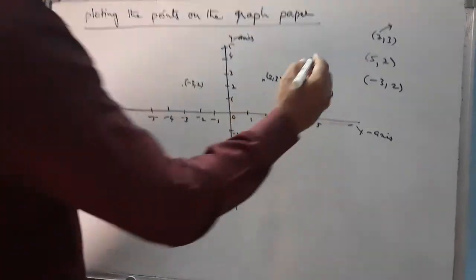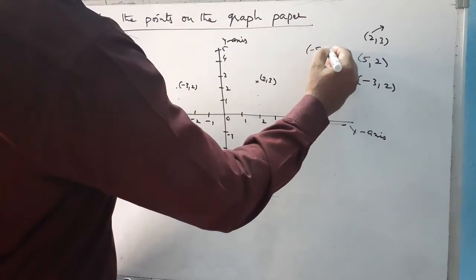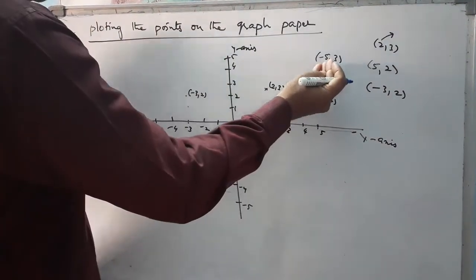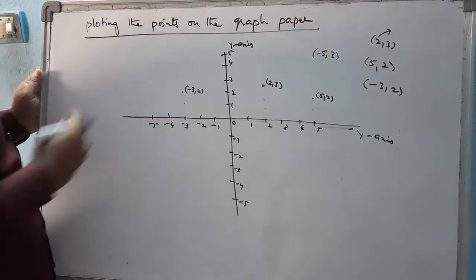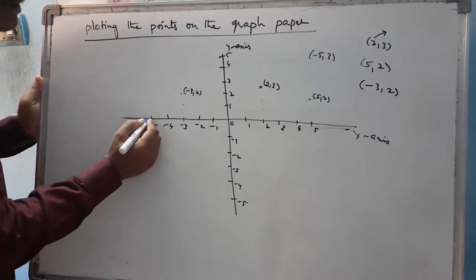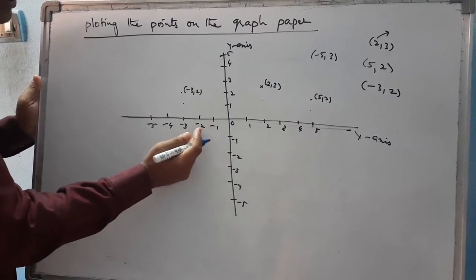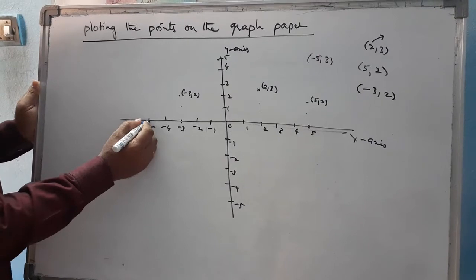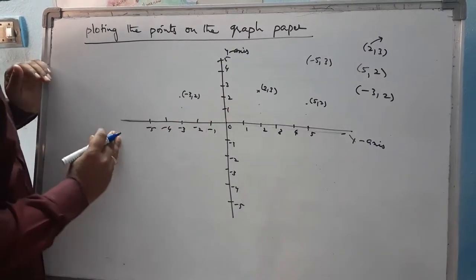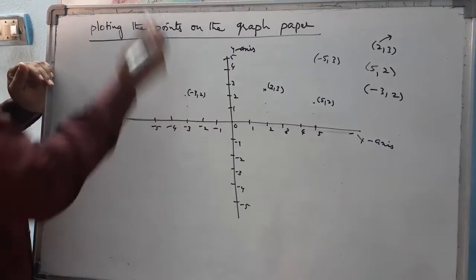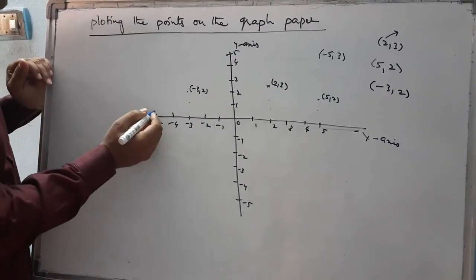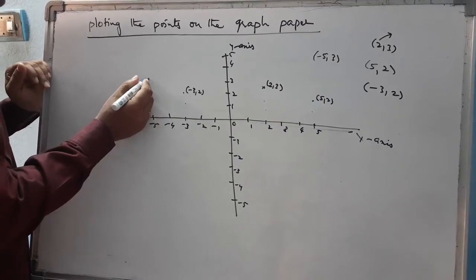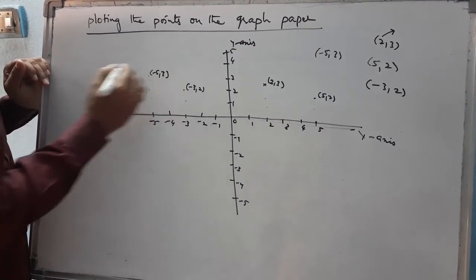I'm taking another example, (-5, 3). Here (-5, 3) means we have to take the -5 on the x-axis. Here -1, -2, -3, -4, -5. So here it is -5. The y coordinate is 3. It is positive, so we have to move upside 3 units: 1 unit, 2 units and 3 units. So it is (-5, 3).